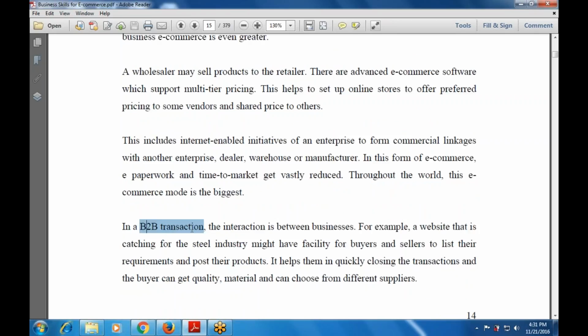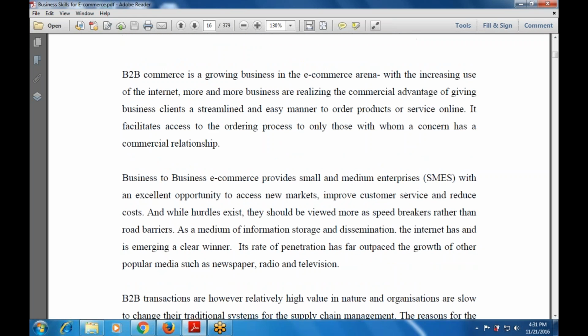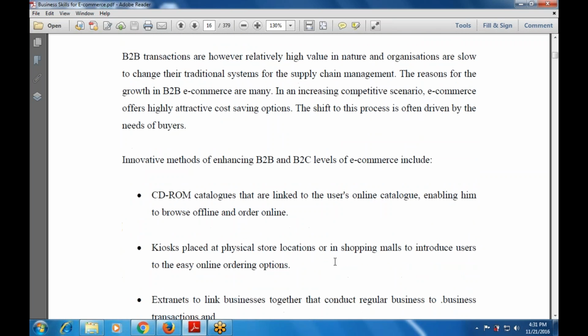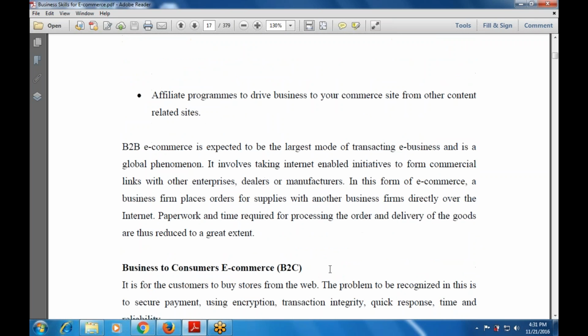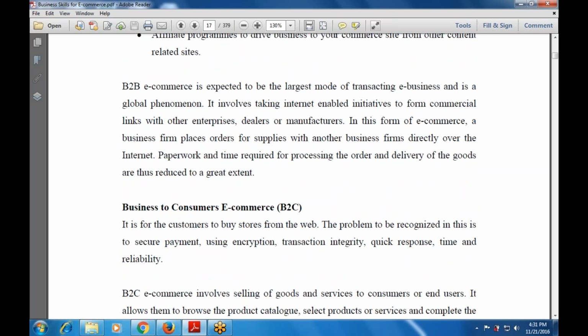Then in a B2B transaction, the interaction is between businesses. For example, a website for the steel industry might have a facility for buyers to list their requirements and list their targeted audience. Then next, B2C: one business entity is providing goods and services or products to consumers.